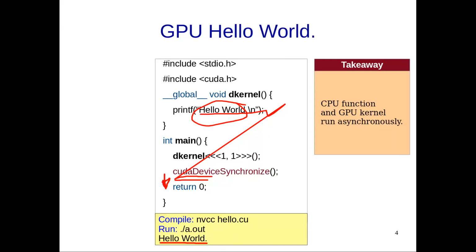That means that you can perform some computation on the GPU and another computation on the CPU at the same time. So that is the kind of heterogeneous computation, or CPU-GPU simultaneous computation, which we will be doing.